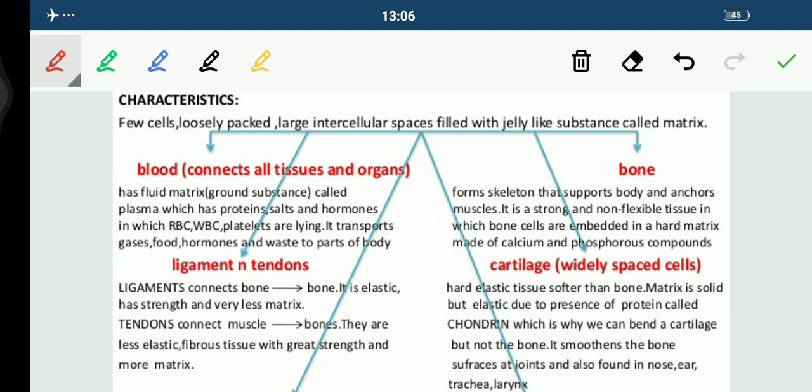Now students, coming on to the characteristics: there are few cells, loosely packed, with large intercellular spaces filled with a jelly-like substance that is called matrix.